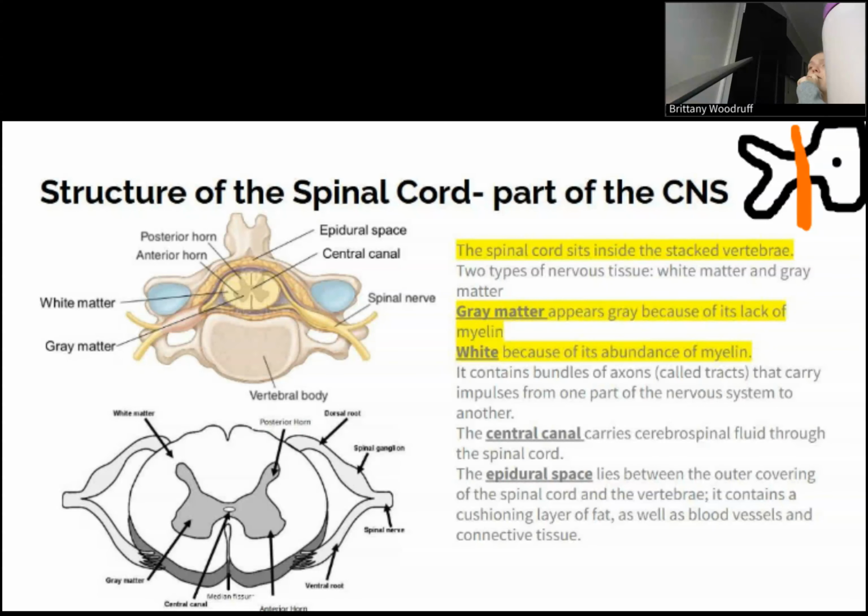Just like in the brain, we have gray matter and we have white matter. All right. Let me pull up the packet to make sure I'm following along. Okay.